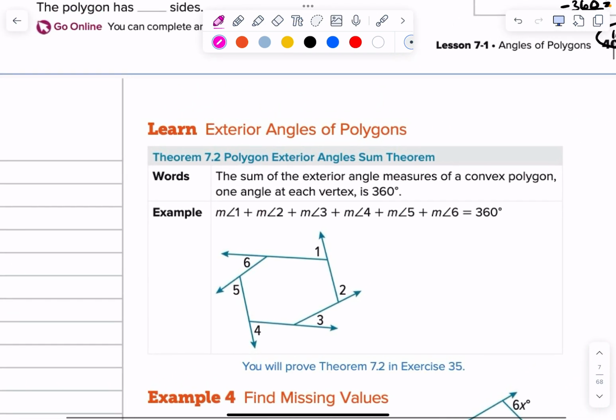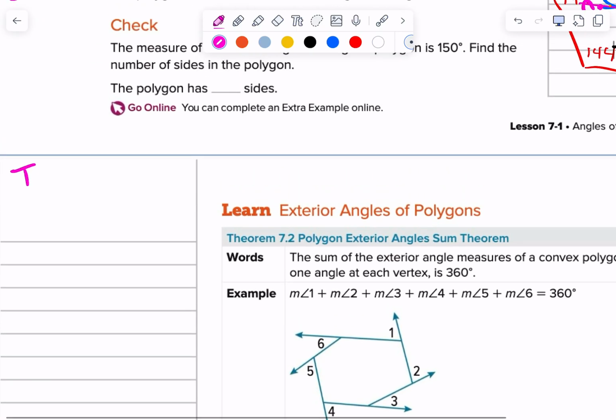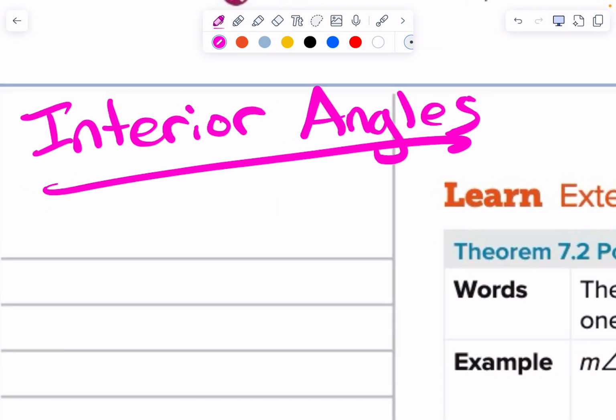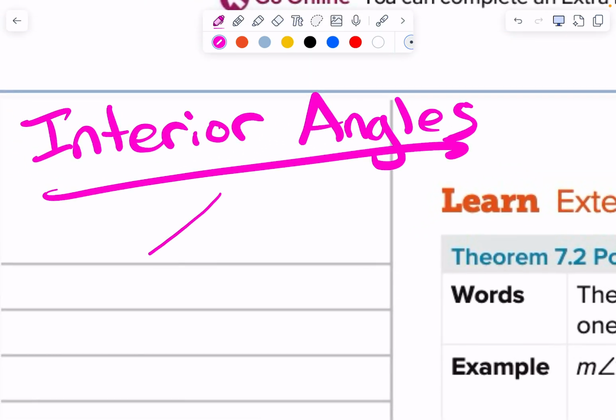Everything that I just told you was true for interior angles. Write this down. Interior angles. Exterior angles are easier. Interior angles are dumb. Okay, let's say I have 1, 2, 3, 4, 5, 6. That's a 6-sided figure, right?